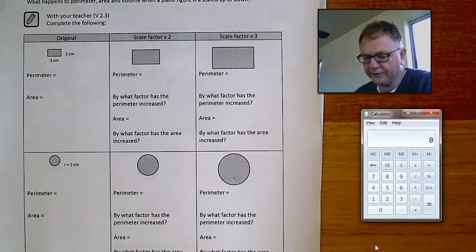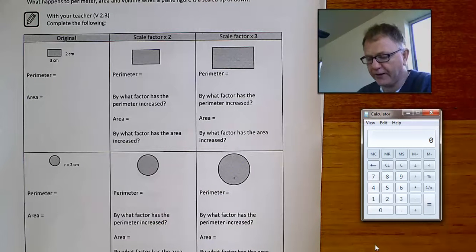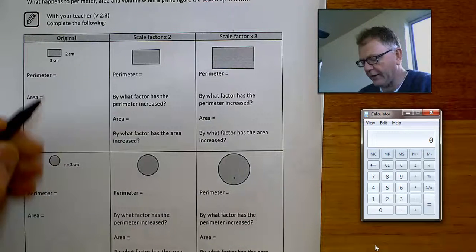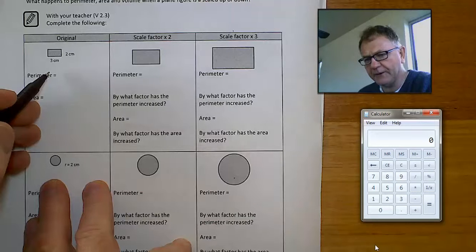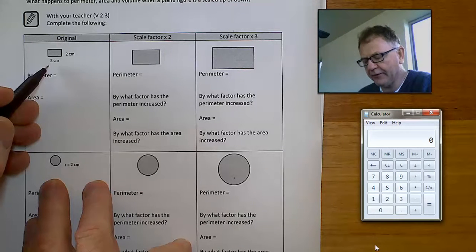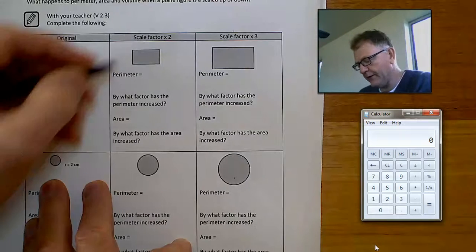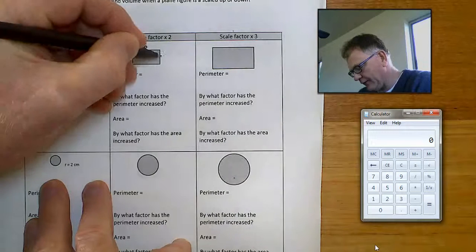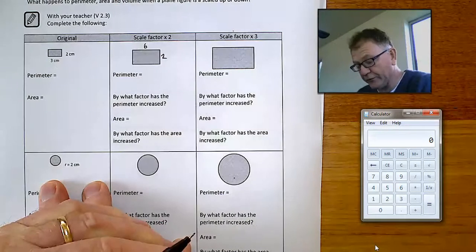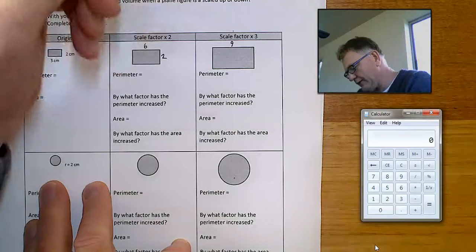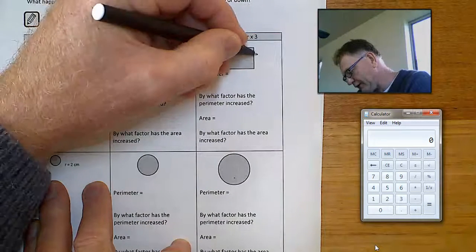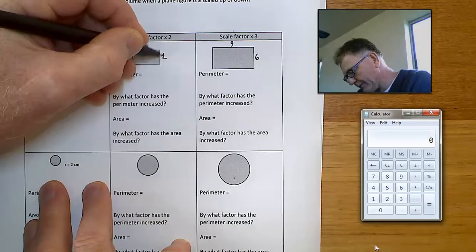We're doing a little investigation into the effect that scale has on perimeter, area and volume. So if you get a shape like this and you increase its size, what happens to its perimeter and what happens to its area? If we were to double its dimensions, the rectangle will now be 6 centimetres long, 2 centimetres wide. Or if you tripled it, it would be 9 centimetres long and 6 centimetres wide. That should be a 4, shouldn't it?